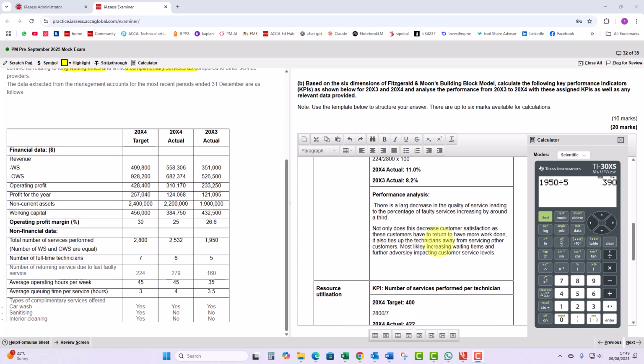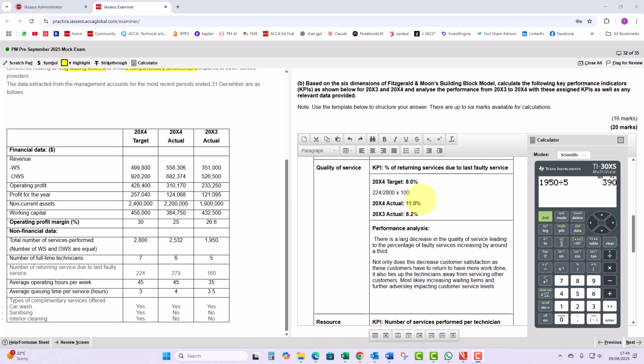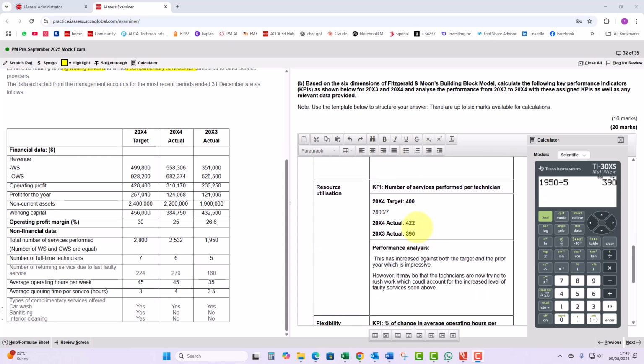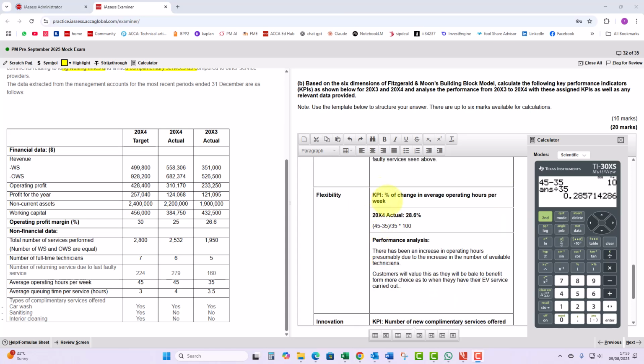We've just seen above that the faulty service rate has increased drastically, but the number of services performed by each technician has also increased. I've put, however, it may be the technicians are now trying to rush work, which could account for the increased level of faulty services seen above. With flexibility, we've calculated the change in average operating hours per week, which has gone from 35 to 45, which is a 28.6% increase. There's been an increase in operating hours, presumably due to the increase in the number of available technicians. So we've seen an increase here, which has given additional hours.